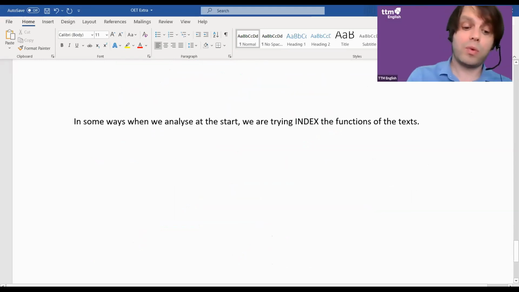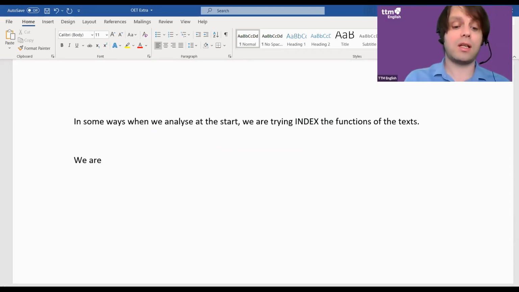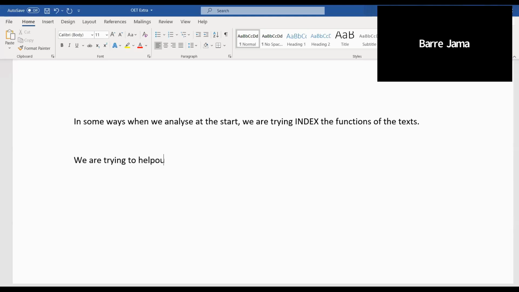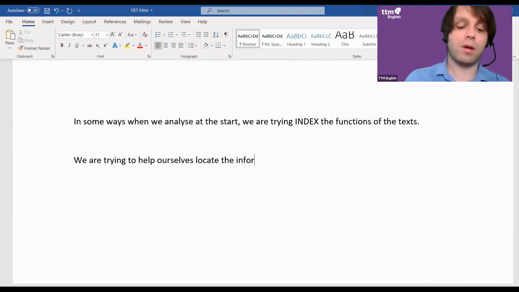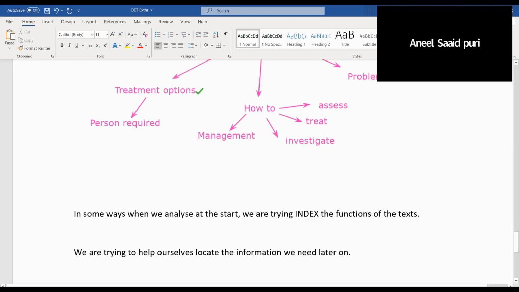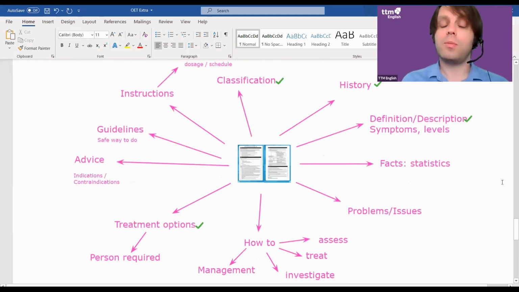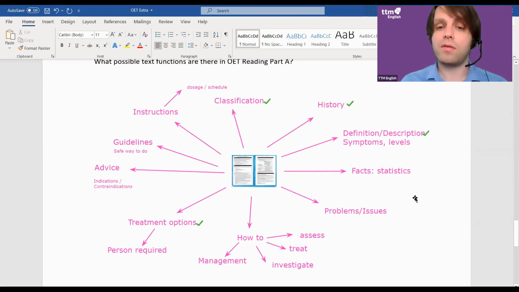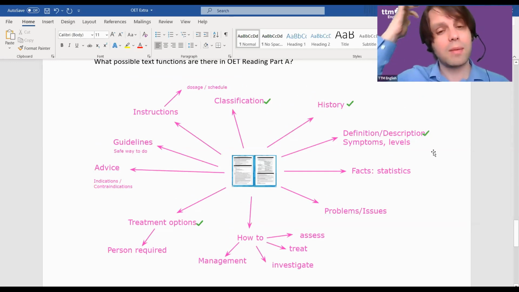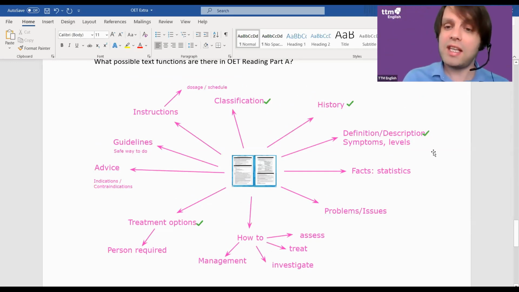Yes, we are trying to help ourselves, aren't we? We are trying to help ourselves locate the information we need later on. That's it. Okay, so guys, review this. This will be available on the study document from this week. I'll post it into the Skype chat as well. And just have a think about this yourself.